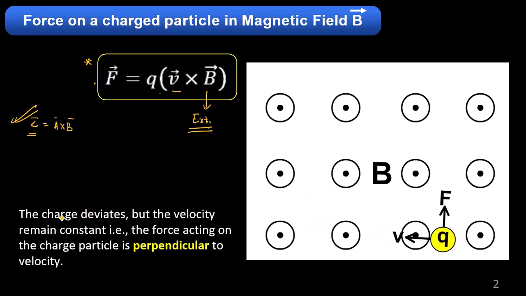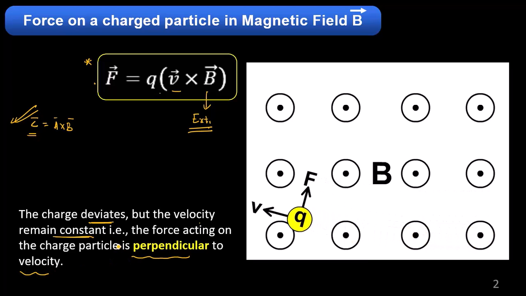Because of this force, the charge will deviate, but the speed remains constant. Why? Because the force acting on the charged particle is perpendicular to the direction of the motion. The force is perpendicular to the velocity, and because of that there is no change in the magnitude of the velocity. Only the direction will change, that is, the deviation will take place.